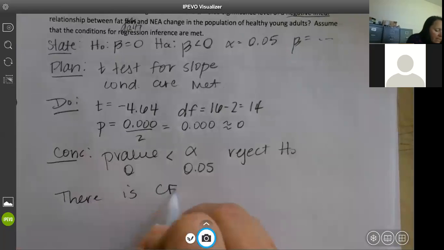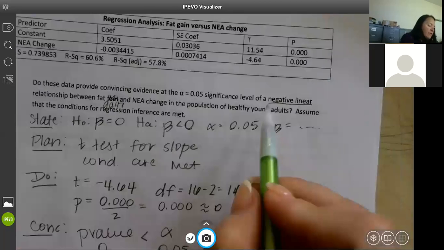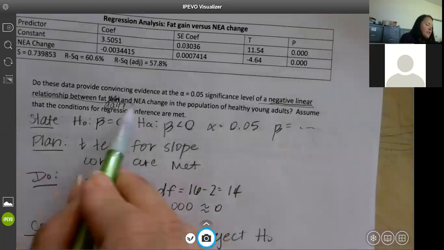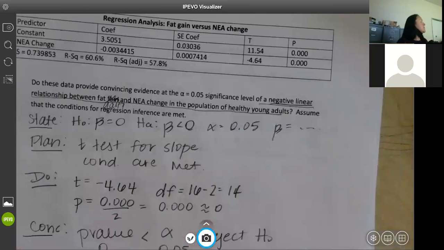There is convincing evidence of a negative linear relationship between the fat gain and NEA change in the population of healthy young adults. Again, your stuff is all stated within your problem. It just sucks that you have to keep writing it down.